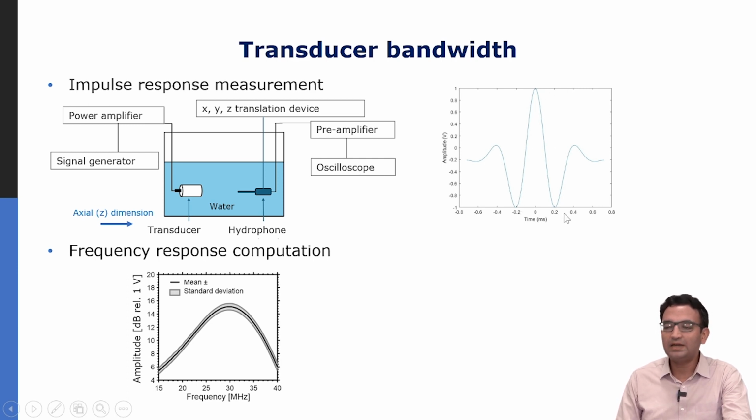So here is a simulated signal that I have created. This signal looks like an enveloped sinusoid, something like a Gaussian envelope sinusoid. And this shows how the transducer will ring in response to the impulse. And therefore, this is the impulse response of the transducer. If you take the Fourier transform of this signal, what you get is a frequency response, which tells you the center frequency of the transducer, and you can also calculate the 3 dB or the 6 dB bandwidth, which is the range of frequencies over which this transducer can operate. So the wider the bandwidth, the better the transducer and the better the imaging performance, as we will see later.